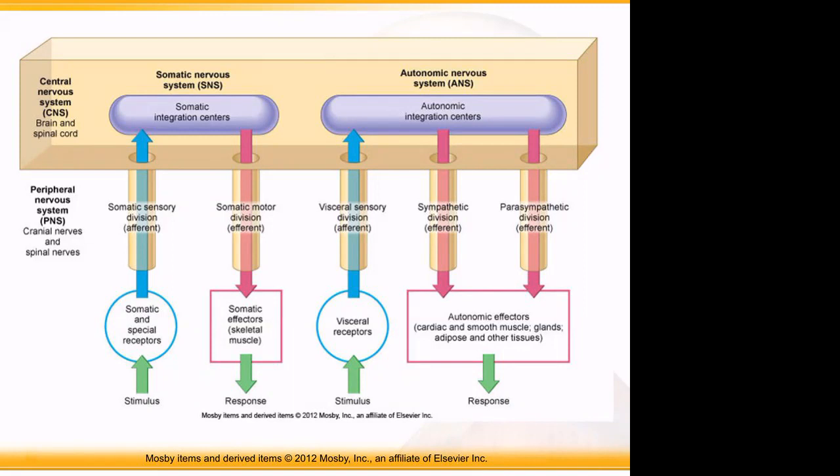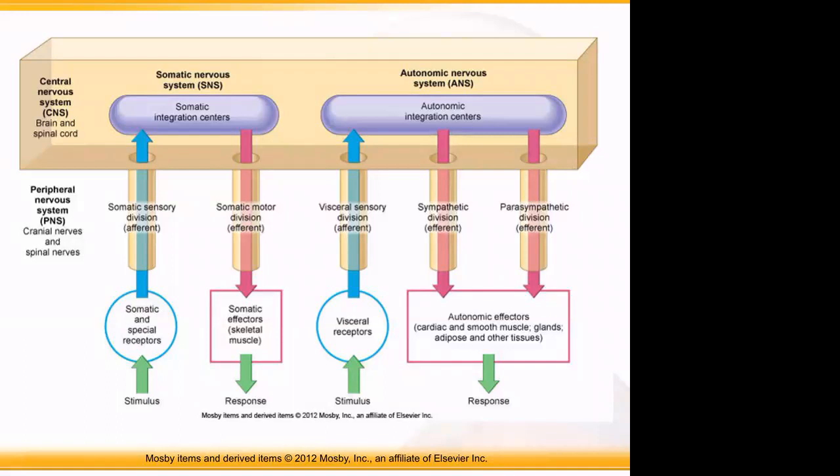Our blood is going to no longer be concerned with the digestive system. So the body's going to shunt the blood to the muscles because we're going to have to grab our things and run. Our pupils are going to dilate because we're going to want to get as much information into our brain as possible. This is why they call the sympathetic division the fight or flight. Because you either have to put up a fight or run away.